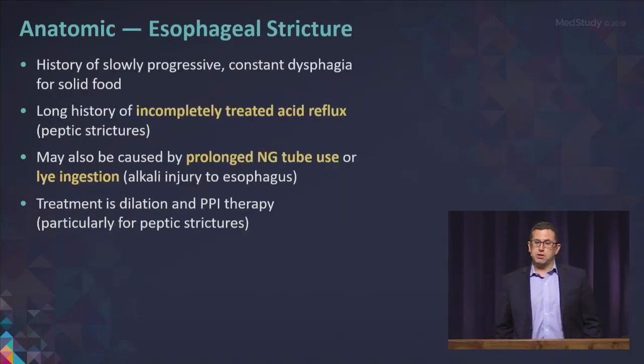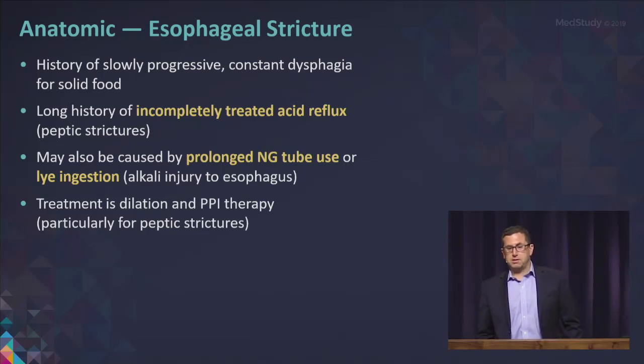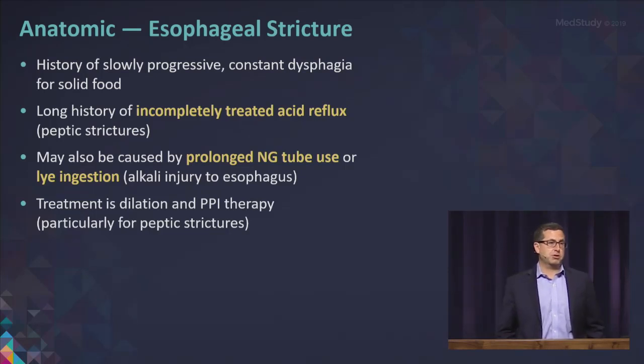So an esophageal stricture, as we've discussed, it's a history of slowly progressive constant dysphagia for solid food, and then it may lead to liquids as well. There may be a long history of incompletely treated acid reflux, so that would be a risk factor for a peptic stricture and also, frankly, for esophageal cancer.